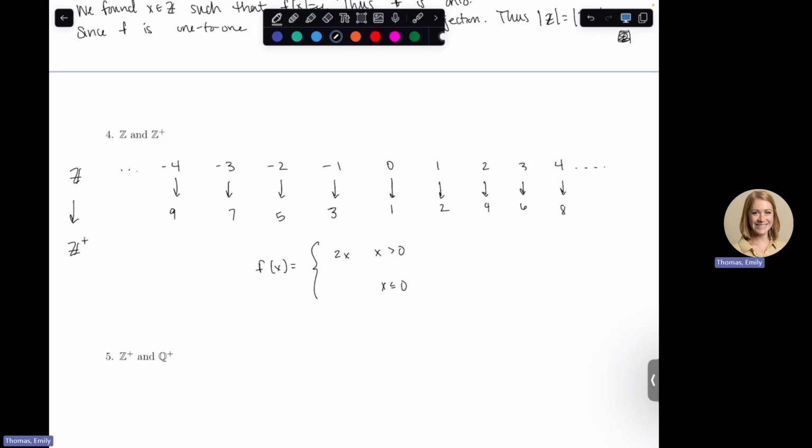But I can't use 2x plus 1 because that doesn't work. If I plug in 0, then I get positive 1. Oh, but that's what I do want, is positive 1. If I plug in negative 1, this would be negative 2 plus 1, which would be negative 1, which isn't good.